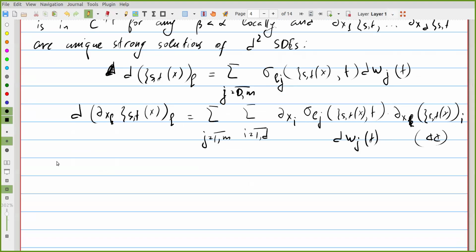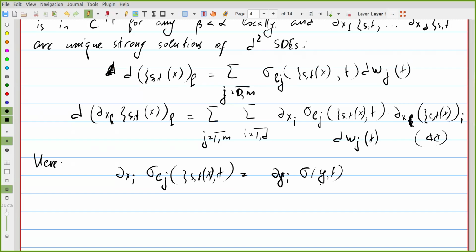So here, this notation should be understood as follows. The derivative ∂_{x_j} σ_{lg}(ψ_{s,t}(x), t) means that we take derivatives with respect to, say, y of this function and then put y equal ψ_{s,t}(x).